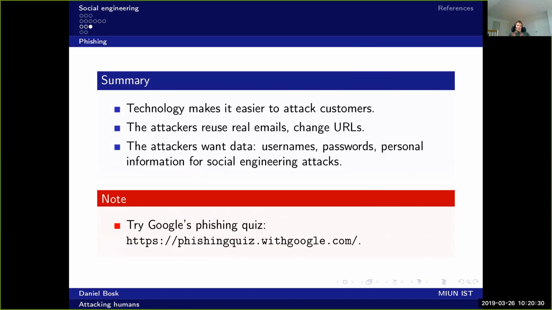So you move the problem somewhat, instead of attacking the organization, which still happens. You also get a huge attack surface by being able to attack the customers or individual users. And usually in the case of phishing, these attackers reuse real emails and just change the URLs. What the attackers want in these cases is data like usernames, passwords, or personal information that they can use to feed into one of these social engineering attacks against the organization that they are interested in.